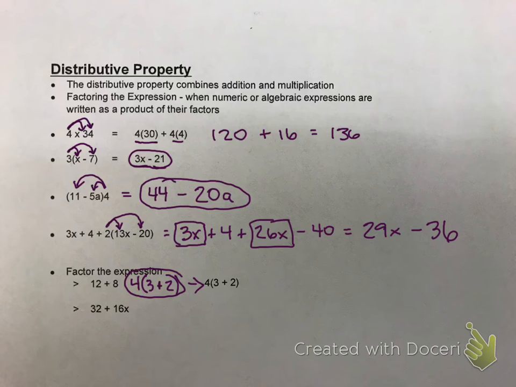So let's try that again with 32 plus 16x. So the biggest number that will go into both 32 and 16 is in fact 16. So we have 16 on the outside of the parentheses. 16 goes into 32 2 times. 16 goes into 16 once. There's our factored expression.